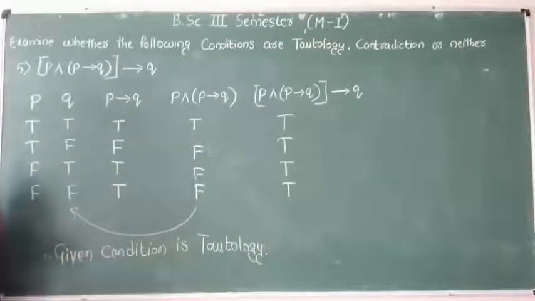So, these are the five examples on tautology and contradiction. In the next class, I will discuss valid arguments. Thank you.